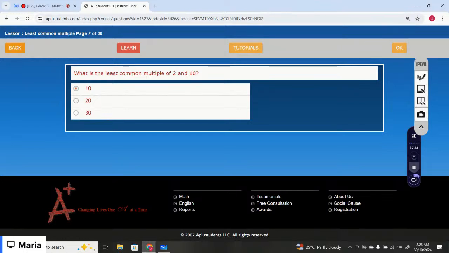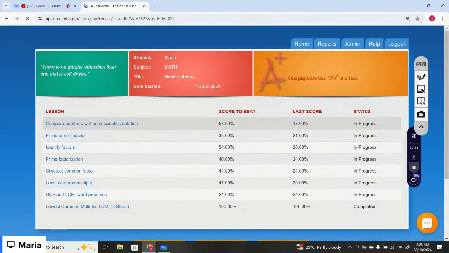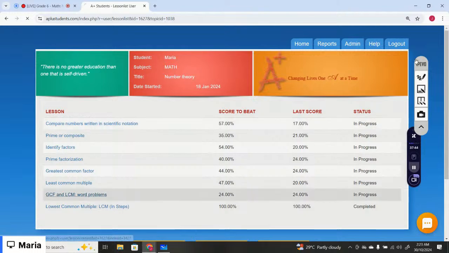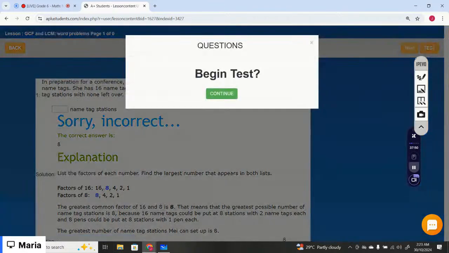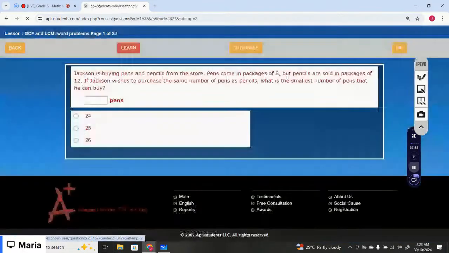Okay, you can complete the lesson by yourself later today. Let me just move on to the next lesson. And the next lesson is GCF and LCM word problems. Let's just start with the test questions. You can have a look at the tutorial by yourself later today. They are already solved.